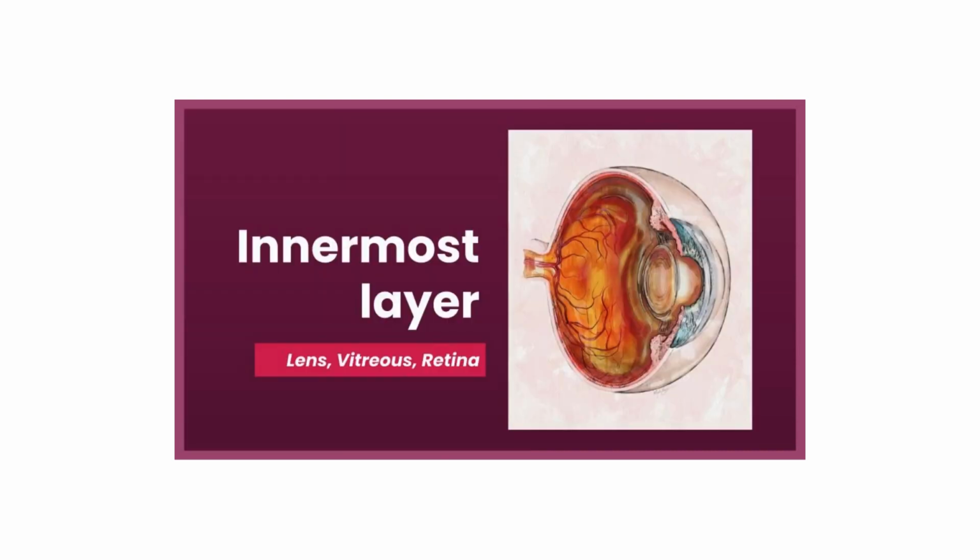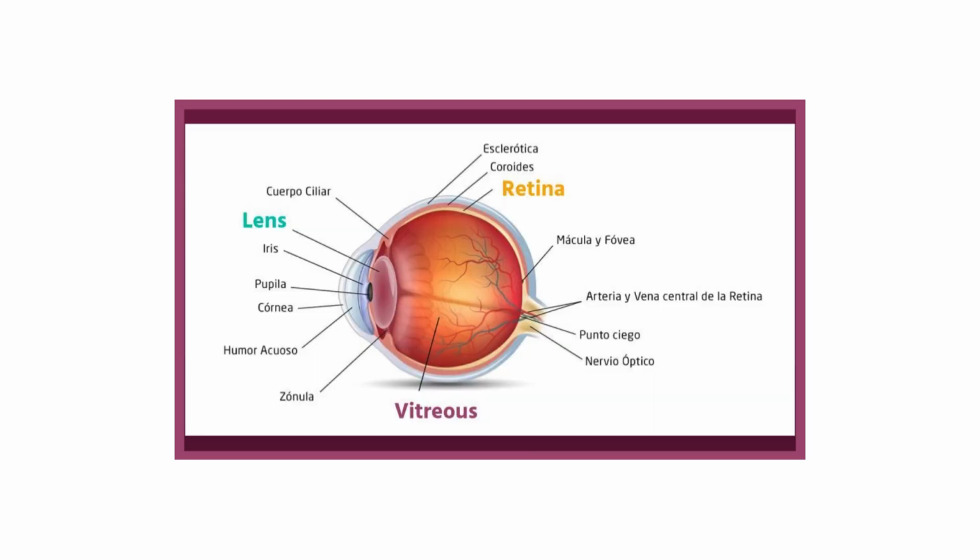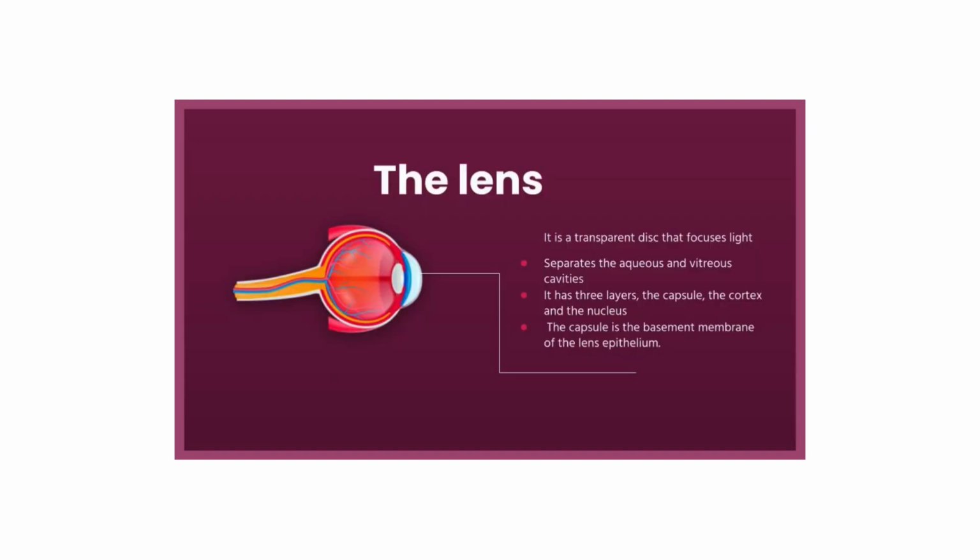Finally, we have the inner layers, which are made up of the lens, the vitreous, and the retina. The lens, or crystalline lens, is a transparent disc that is responsible for focusing light in the eye. The lens is a transparent curved structure located in the front of the eye behind the pupil.